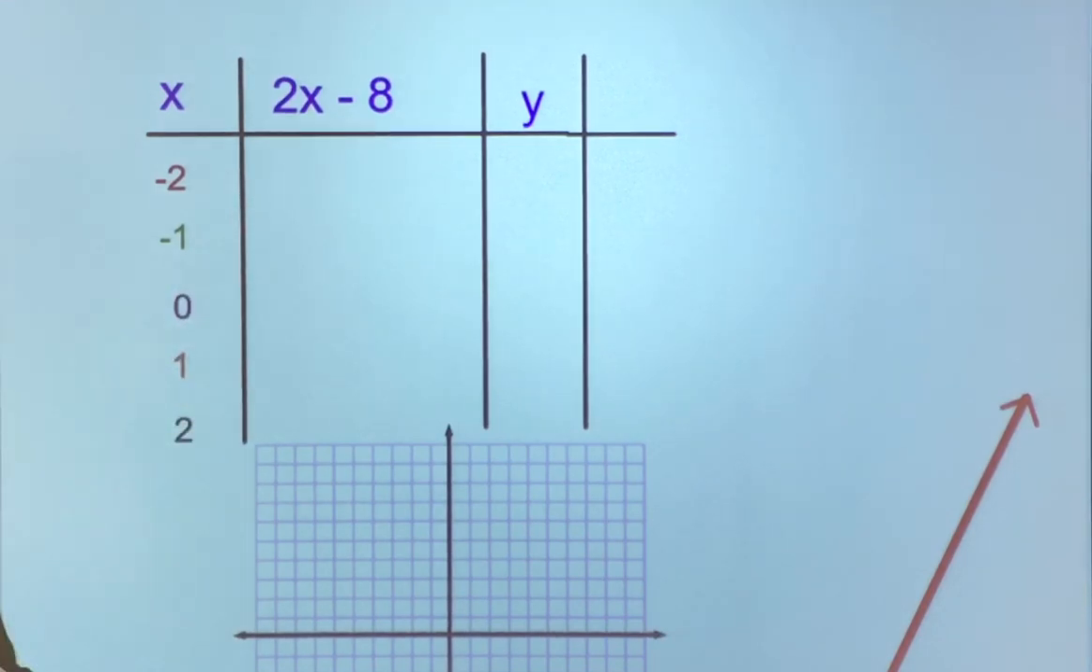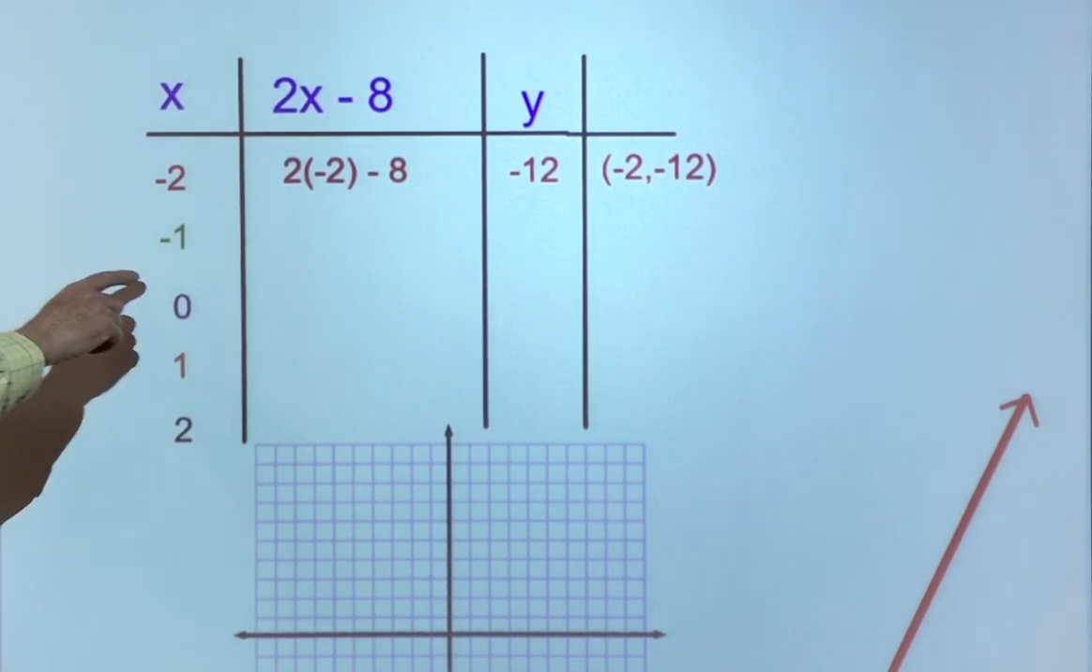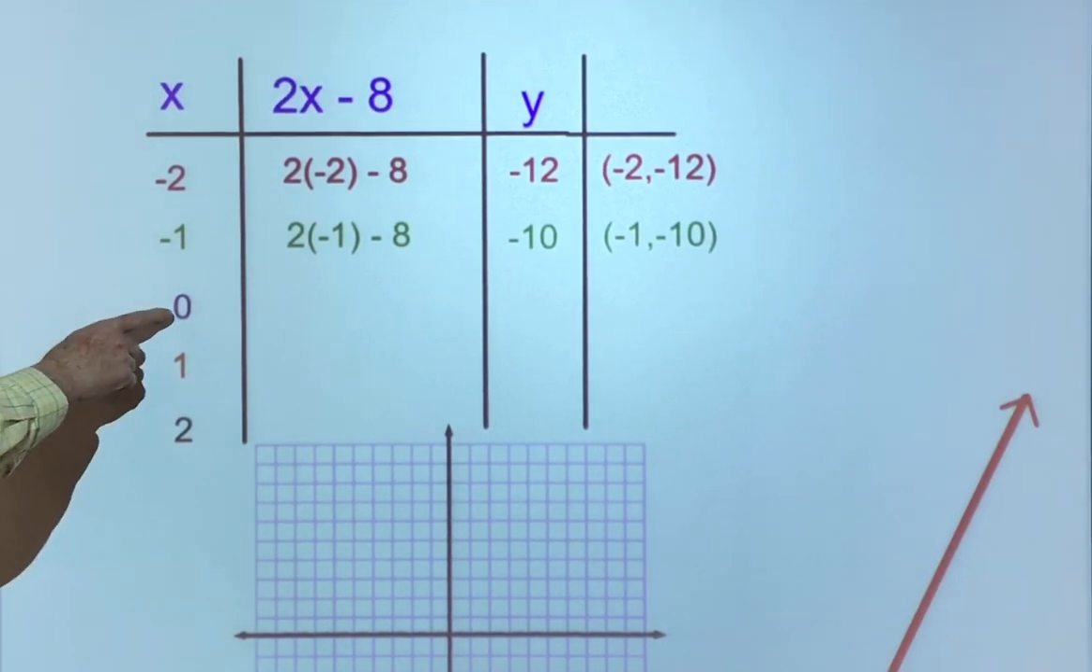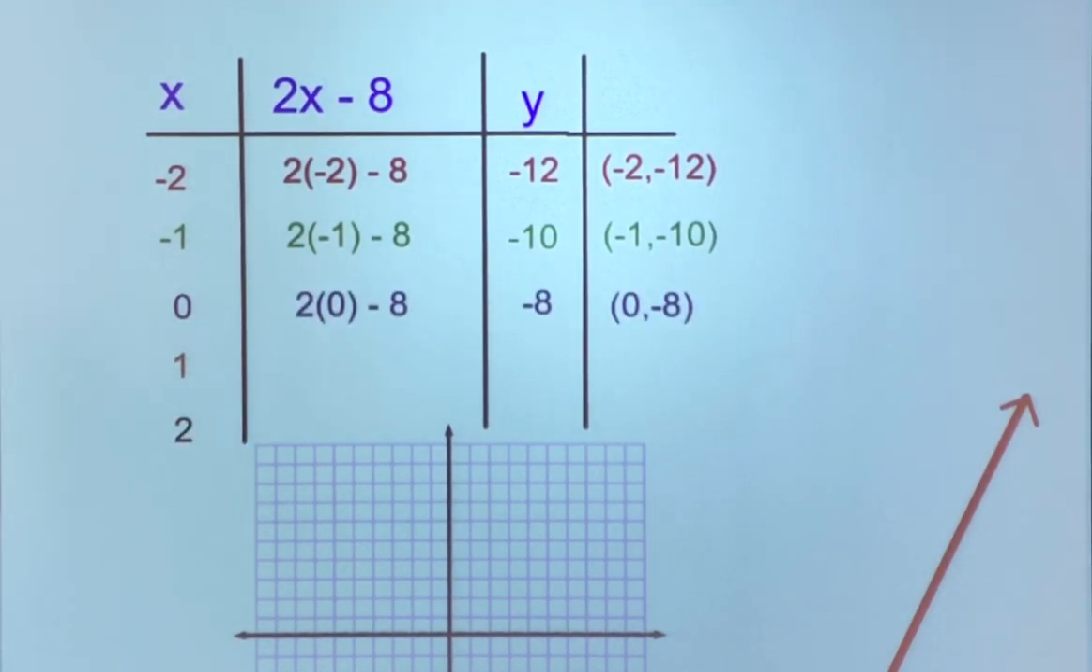So, when I plug in negative 2, I have 2 times negative 2 minus 8, which is negative 12. So I have the ordered pair negative 2, negative 12. When I plug in negative 1 for x, I have 2 times negative 1, which is negative 2, minus 8, which is negative 10. So I have another ordered pair of negative 1, negative 10. Our next input is 0, so I plug in 0 for x. And 2 times 0 is 0, and 0 take away 8 is negative 8. So our third ordered pair will be 0, negative 8.